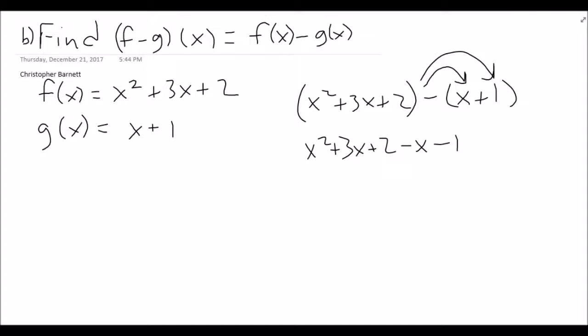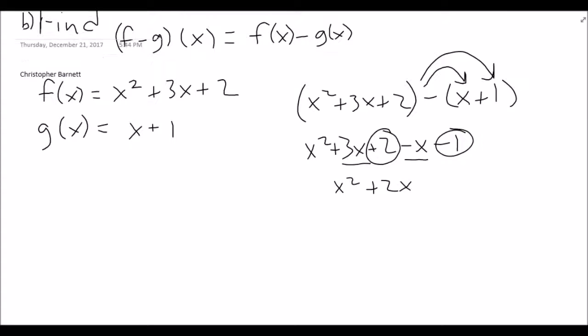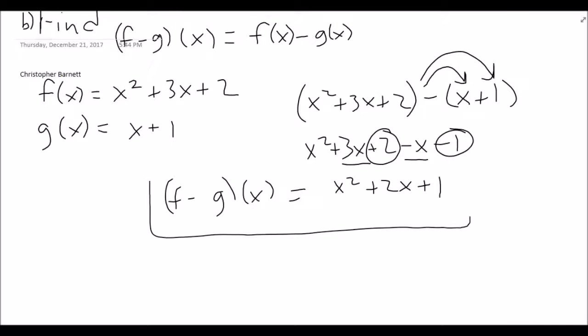And then at this point, all we're doing is combining like terms. So we have x squared. Let's see. We have 3x and negative x. Those are like terms, so that's plus 2x. And then we have plus 2 minus 1, so 2 minus 1 ends up being positive 1, so we're going to add 1 at the end. And that's it, guys. So f minus g of x is equal to x squared plus 2x plus 1.